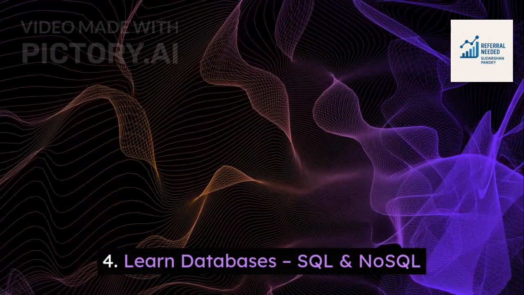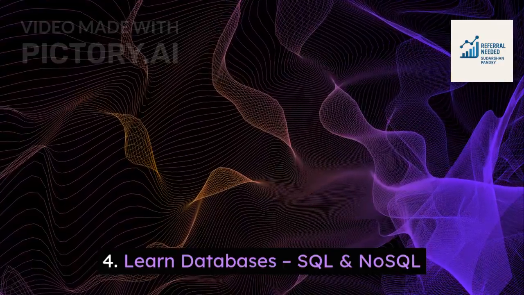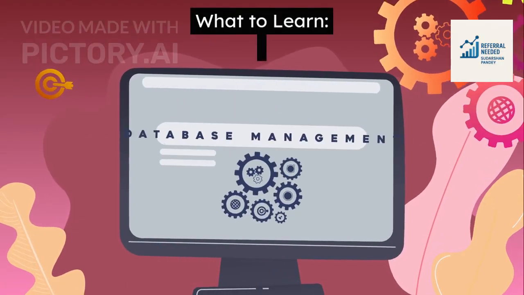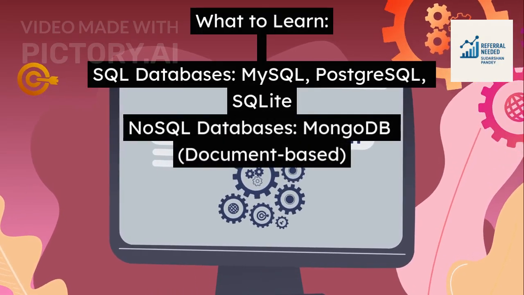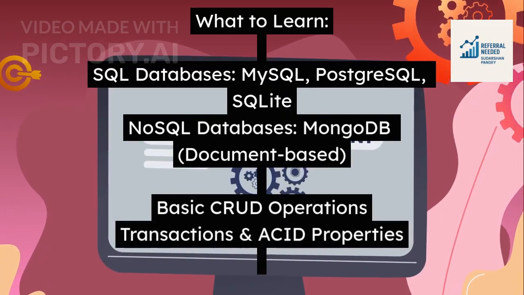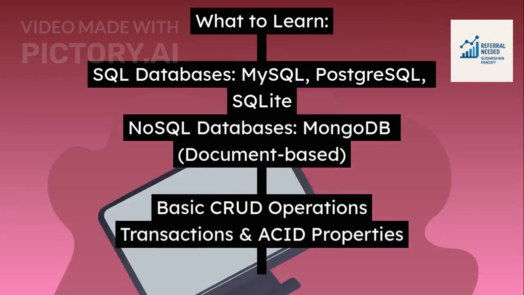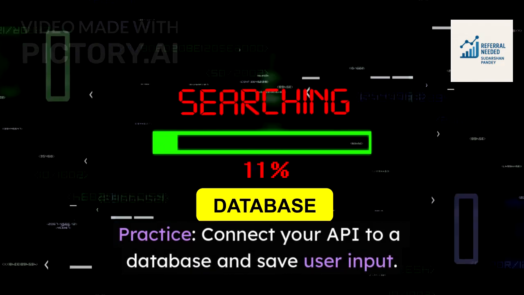4. Learn databases, SQL and NoSQL. What to learn? SQL databases: MySQL, PostgreSQL, SQLite. NoSQL databases: MongoDB, document-based. Basic CRUD operations, transactions and ACID properties. Practice. Connect your API to a database and save user input.